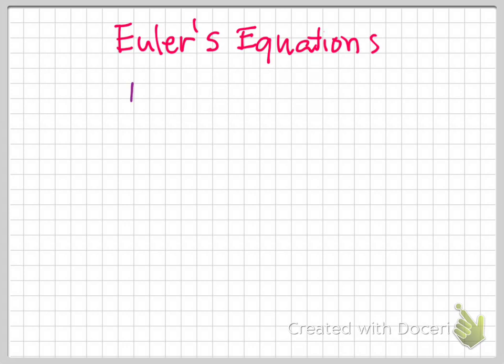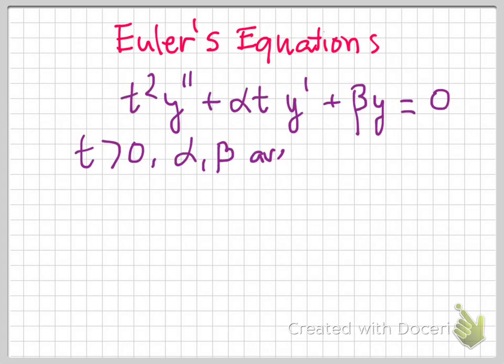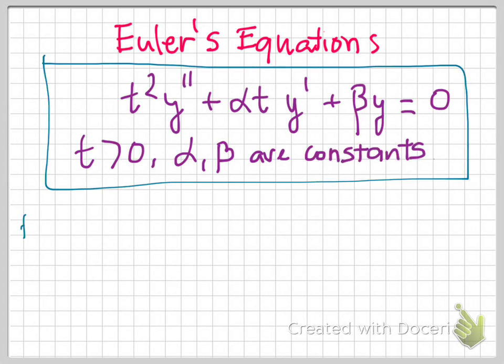So this is a lecture on Euler's equations. Given an equation in the following form, t squared y double prime plus alpha t y prime plus beta y equals 0, for t positive, where alpha and beta are constants, this is a second order differential equation in terms of y and t.